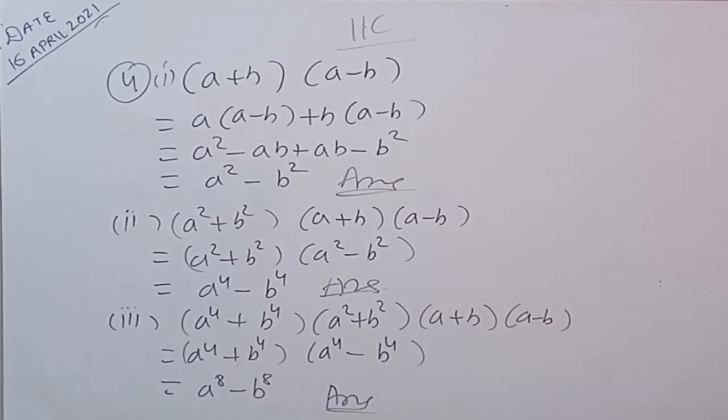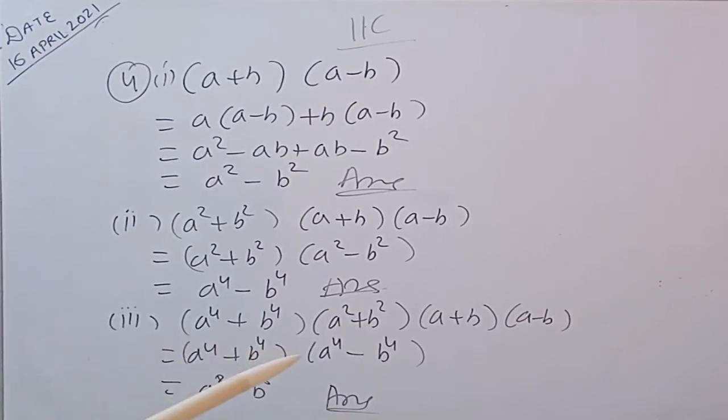So (a² + b²)(a + b)(a − b), we will get the answer a⁴ − b⁴. Now (a⁴ + b⁴) multiplied by (a² + b²)(a + b)(a − b).